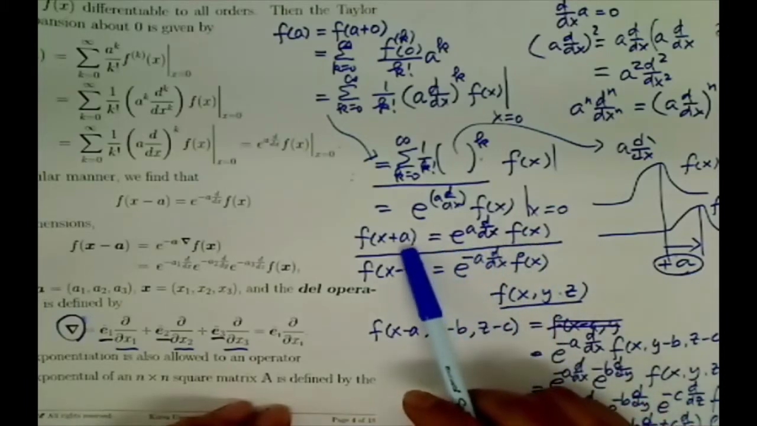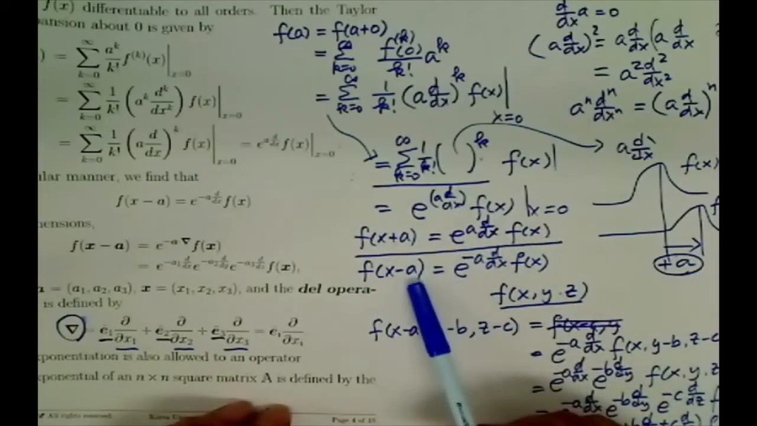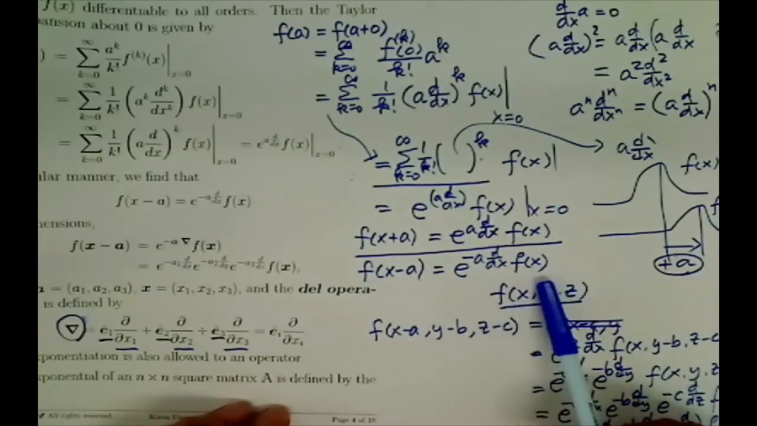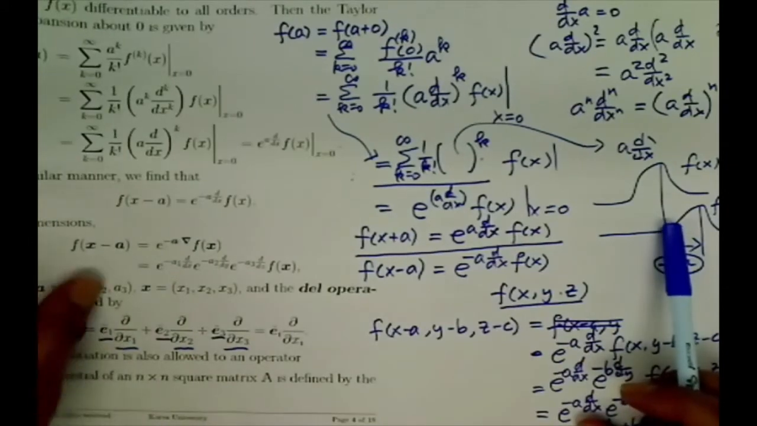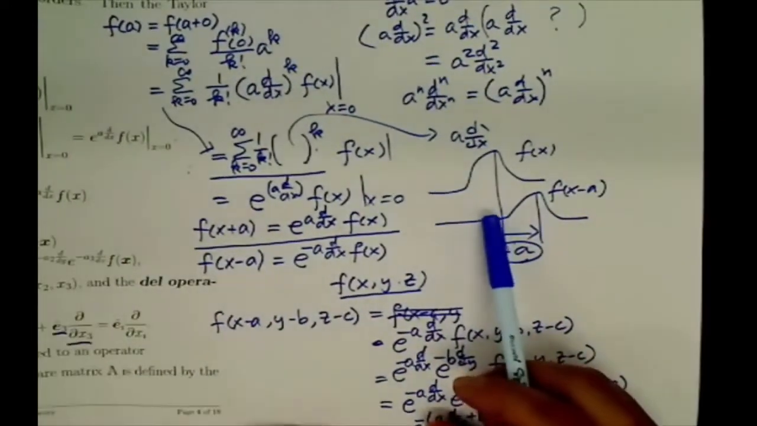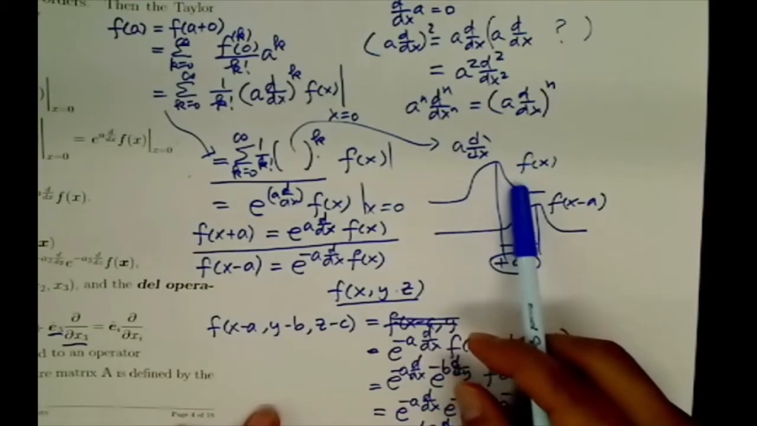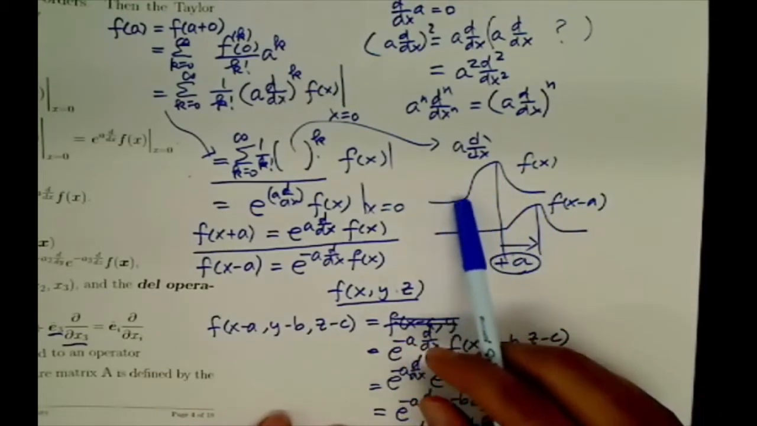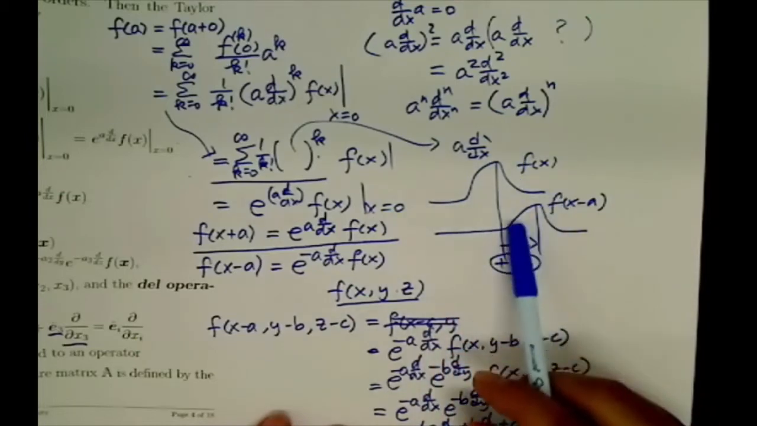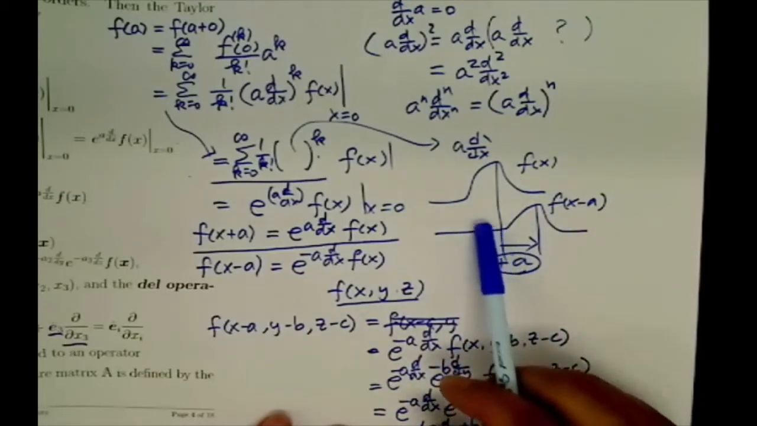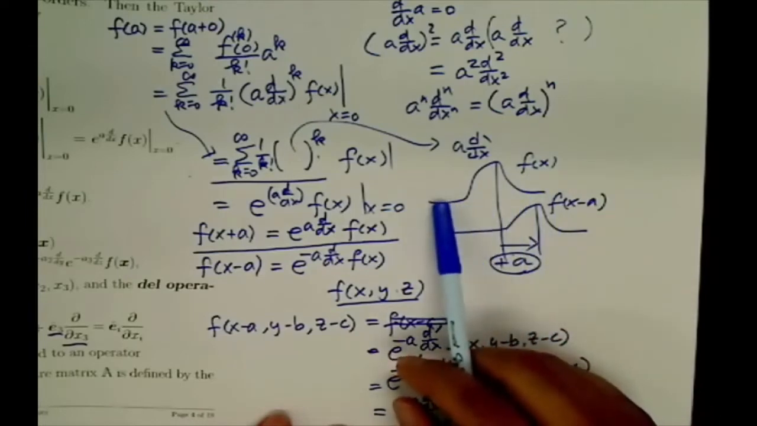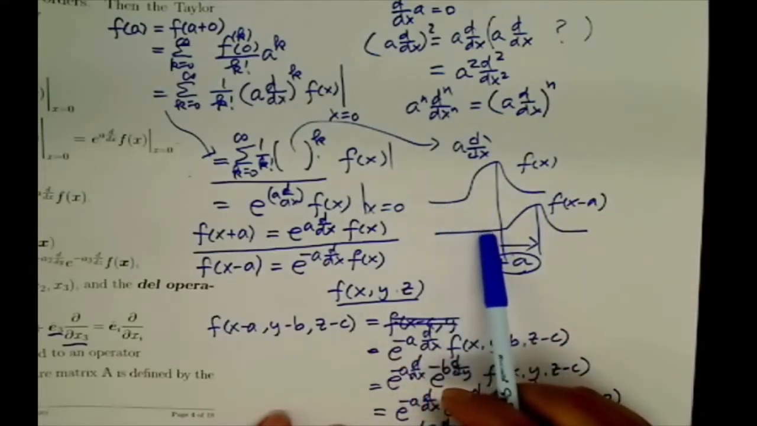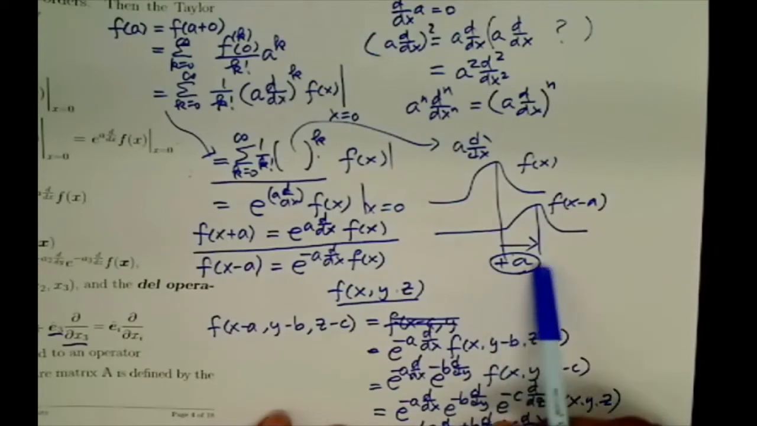What happens if I replace the sign of a by minus a? Then f of x minus a is actually this one. Suppose that the graph of f of x is like that. Then f of x minus a is the same as f of x, except that the whole graph is translated by plus a. Then this function is f of x minus a.